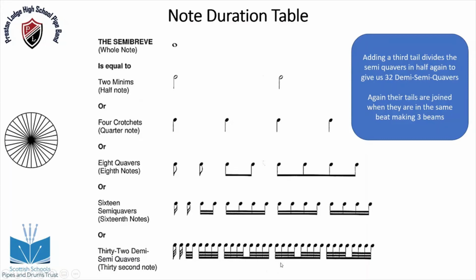So 32 of these demi-semiquavers are equal to 1 of those semi-breves. Okay, so to break it down in drumming speak, you might be thinking, well, what does that mean to us? Well, if I was to say a semi-breve equals 32 demi-semiquavers, you're probably thinking, geez, that is absolutely mental. It is a bit mental, and that's why you will very rarely, if ever, see a semi-breve in drumming, because with drumming we can't really hold a note.